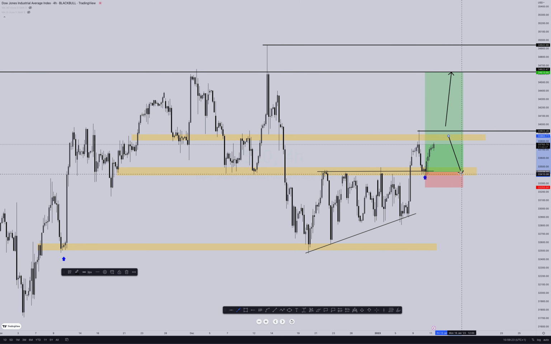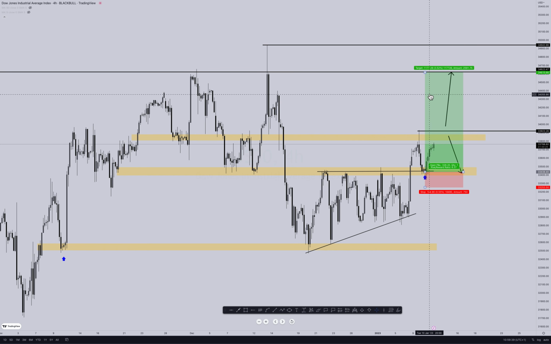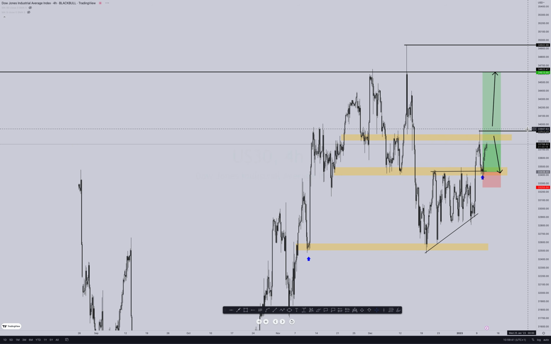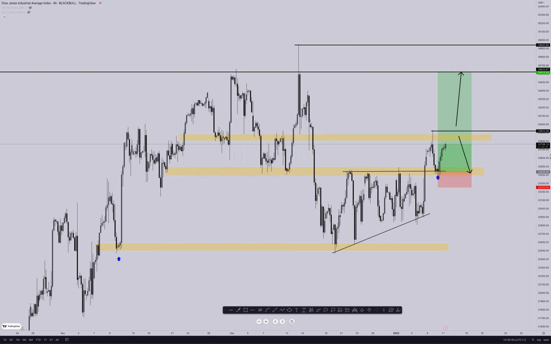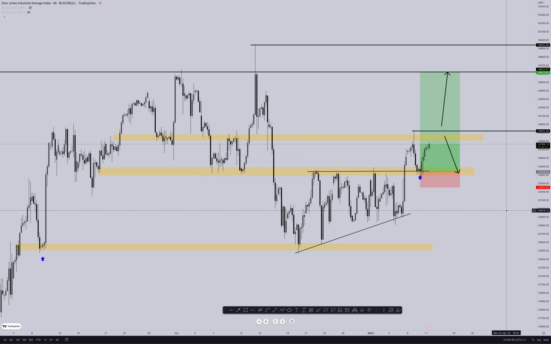So two things could happen at this level. The test of this level might create new equal highs for a bearish push to the downside, or a break of this level creates invalidation of this intermediary zone, right? Invalidation of this total zone for a push to the top side, which will give rise to a new higher high. So we're still keeping our bias open though, but that's just a short breakdown on US30 and everything that you need to know about US30, right?